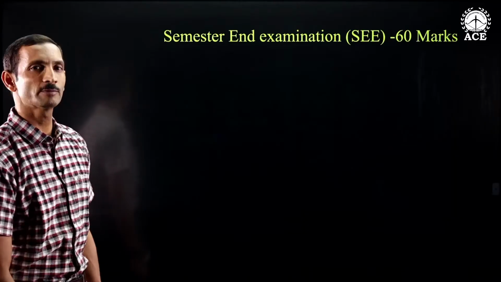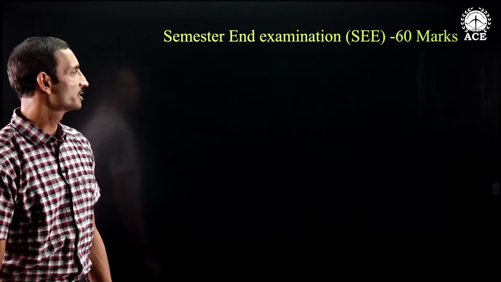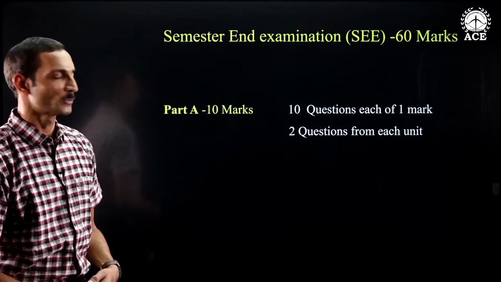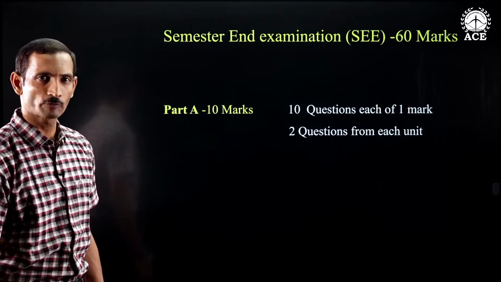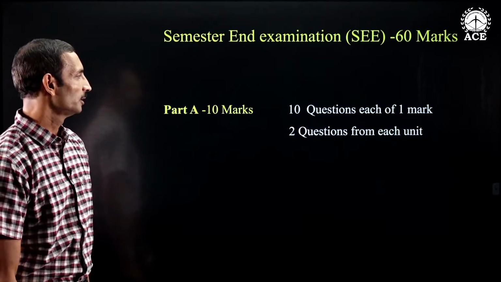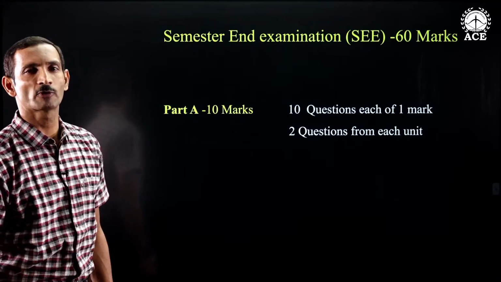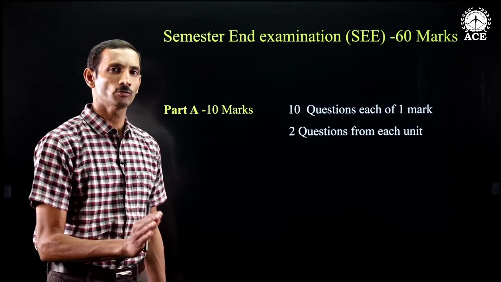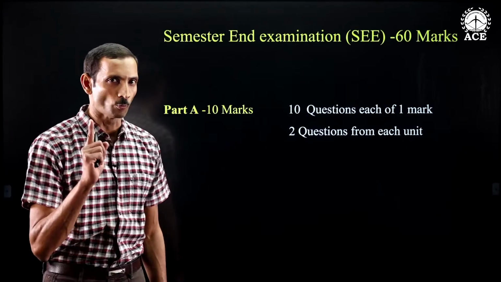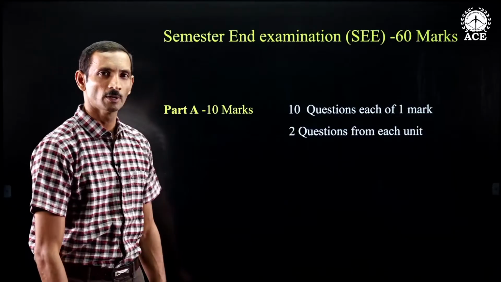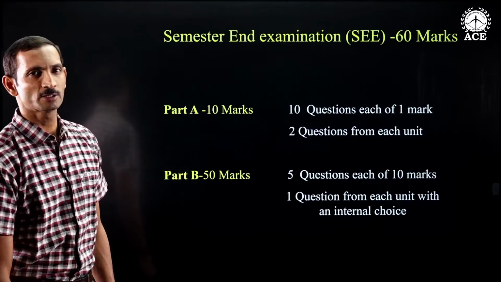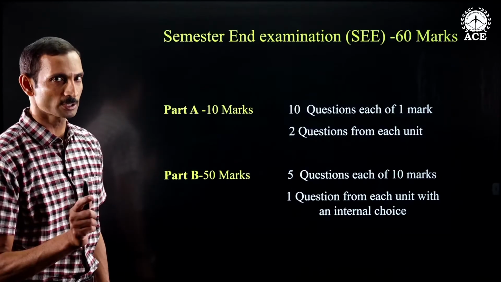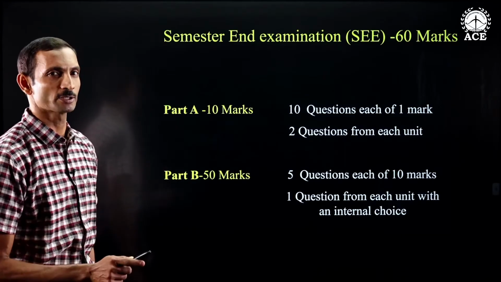Now coming to the end semester examination, which is for 60 marks, there will be 2 parts. Part A consists of 10 questions, each of 1 mark, such that 2 questions come from each unit. We have 5 units, so 5 into 2 makes 10, each of 1 mark. That would be part A. Part B consists of long answers, where there will be 5 questions, each of 10 marks, and there will be an internal choice.